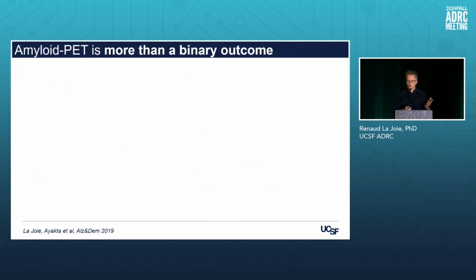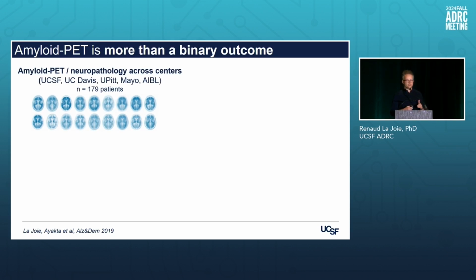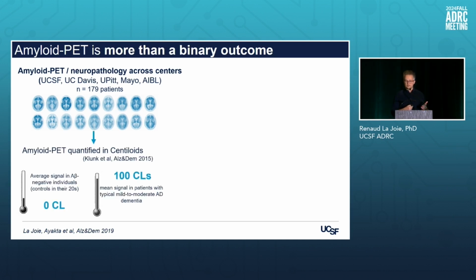We looked at amyloid PET. A few years ago, we combined a lot of data from multiple ADRCs and a group in Australia. We gathered 179 PET scans for patients who had autopsy. We quantified those PET scans with the Centiloid scale. It was kind of new at the time. Now it's really broadly used, and this is great because it allows harmonized quantification of PET scans across centers. So 0 means it's the average of negative scans, so scans of people who don't have amyloid in their brain. And 100 is what you see in typical mild to moderate AD dementia cases.